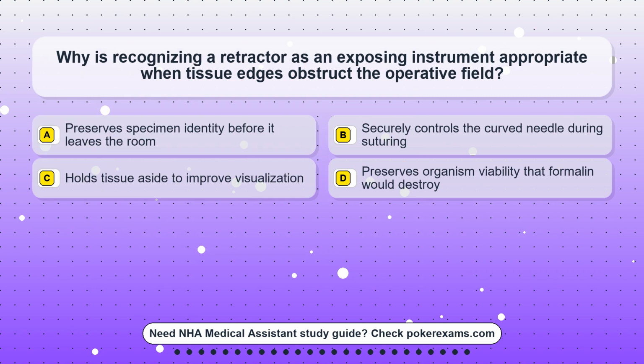Question 2. Why is recognizing a retractor as an exposing instrument appropriate when tissue edges obstruct the operative field? Option A. Preserves specimen identity before it leaves the room. Option B. Securely controls the curved needle during suturing. Option C. Holds tissue aside to improve visualization. Option D. Preserves organism viability that formalin would destroy.